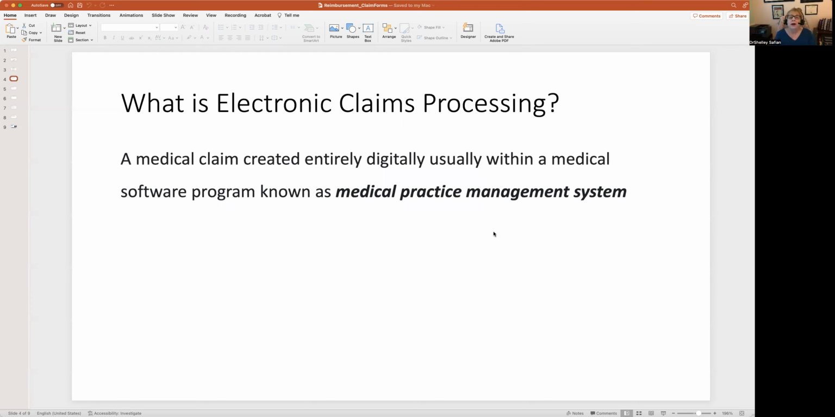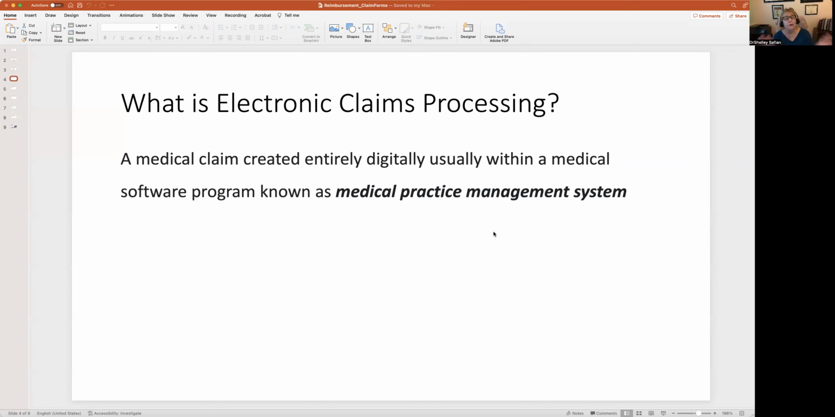So electronic claims processing is what we have been doing for at least five years. The law states that every healthcare facility must submit an electronic claim. Now that's from CMS, Centers for Medicare and Medicaid Services. So you know that's going to cover your claims to Medicare, Medicaid, and TRICARE, military.